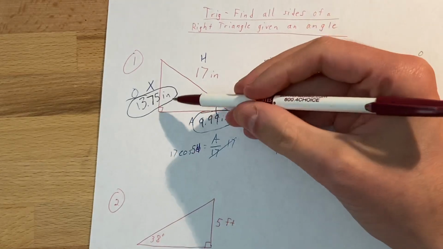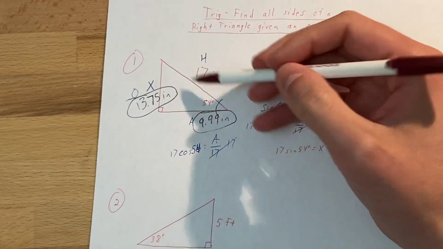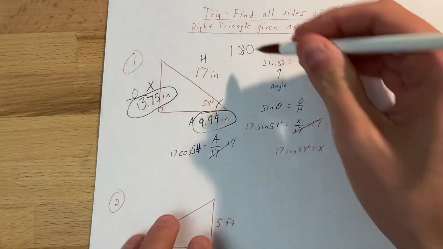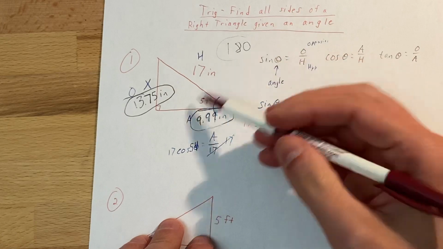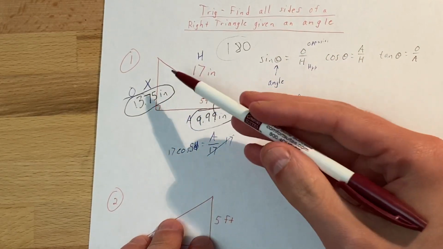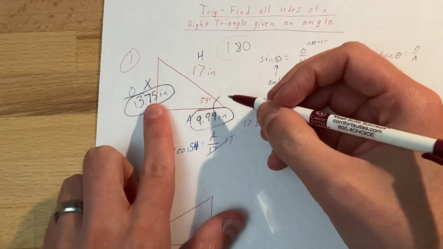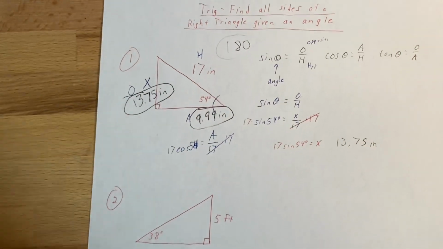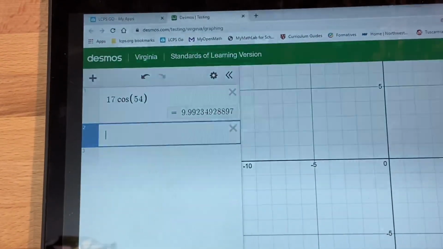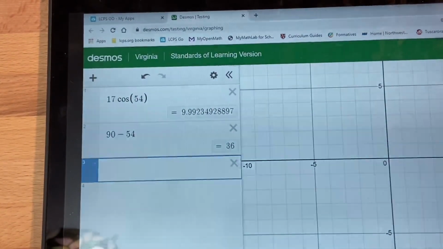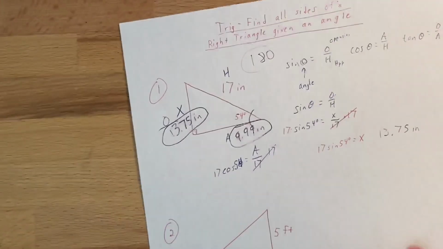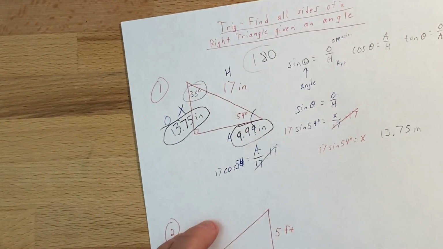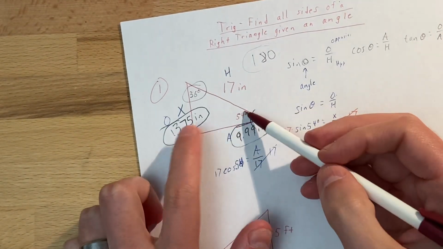For the last angle, you might be able to guess. If you have two angles, how do you find the third angle? The angles have to add up to 180. So if you take 180, subtract the 90, subtract the 54, you'll get that. Or some people say these two angles have to add up to 90, so do 90 minus 54. So 90 minus 54 is 36. So we'll put down 36 degrees and we're done. Boom. Okay. So now we have all three sides and all three angles.